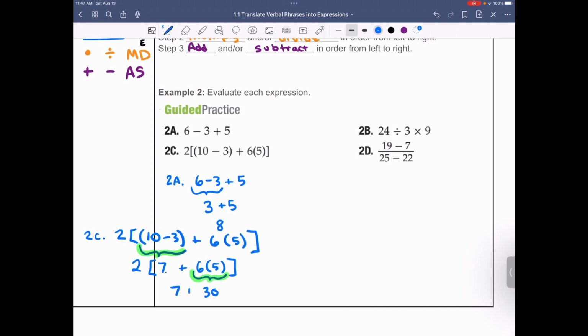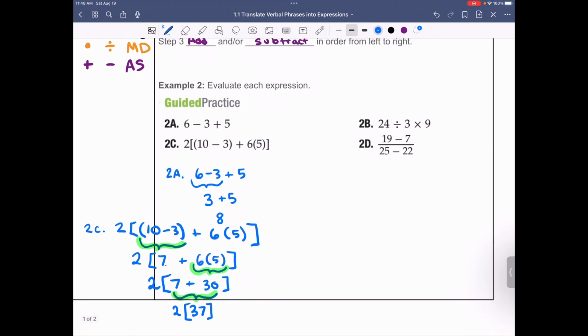Bring down the 7 plus, bring down the brackets, and bring down the 2. I still have grouping symbols. So now I'm going to do what's left, which is 7 plus 30, and 7 plus 30 is 37. I'm going to keep the brackets because I still have the 2, and if I just bring down 2 and 37, it will look like 237.